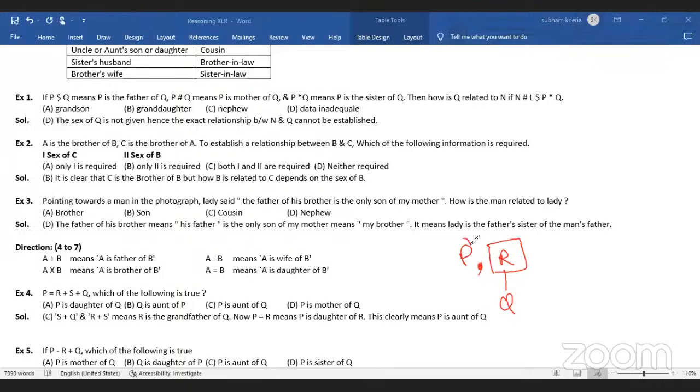How will we write it? We will write it in brackets. p is the wife of r, right? We write p is the wife of r like this. Is it understood? p is the wife of r, always in bracket like this, a comma b.